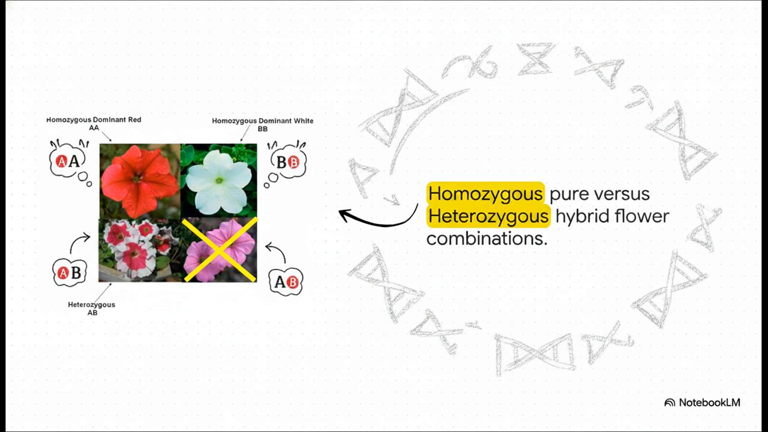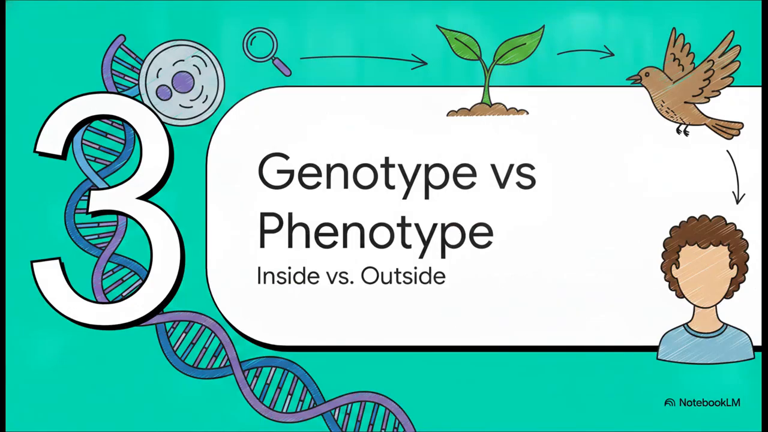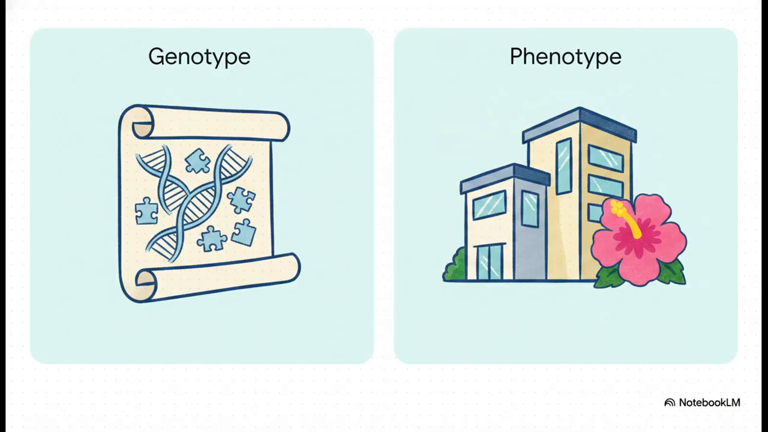Which brings us to Section 3, genotype versus phenotype, inside versus outside. So the crucial point here is that there is a very distinct separation between the inside and the outside. The genotype is the internal genetic combination. It's that hidden code, the uppercase RR or the mixed Rr that we just talked about. You can't just look at an animal and instantly know its genotype.